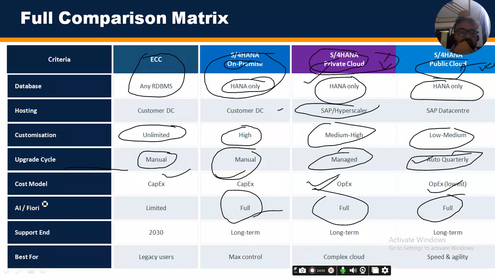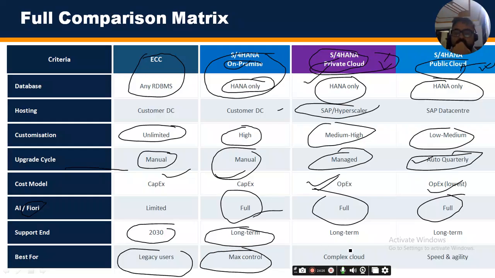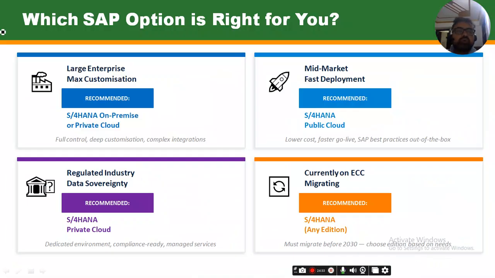Now, what is Fiori? Fiori is also an application that you can use similar to a GUI, right? SAP support end: the support ends in 2023, but in S4 HANA the support is long term. Best for legacy users, max control, complex, cloud, and speed, right? So which SAP option is right for you?